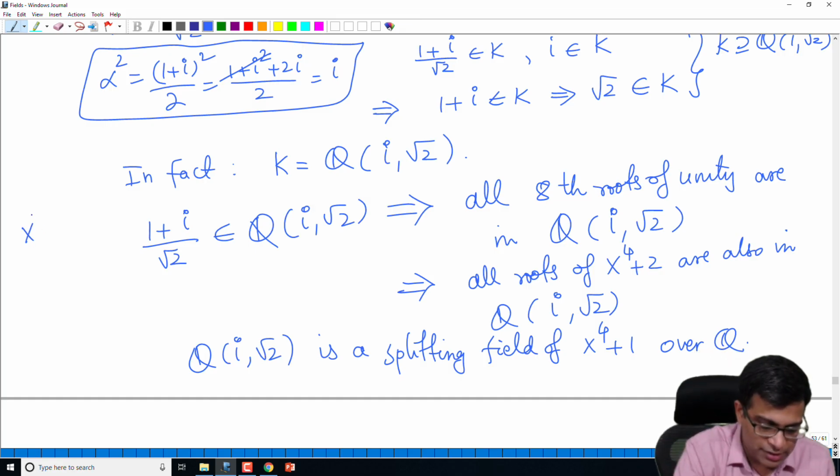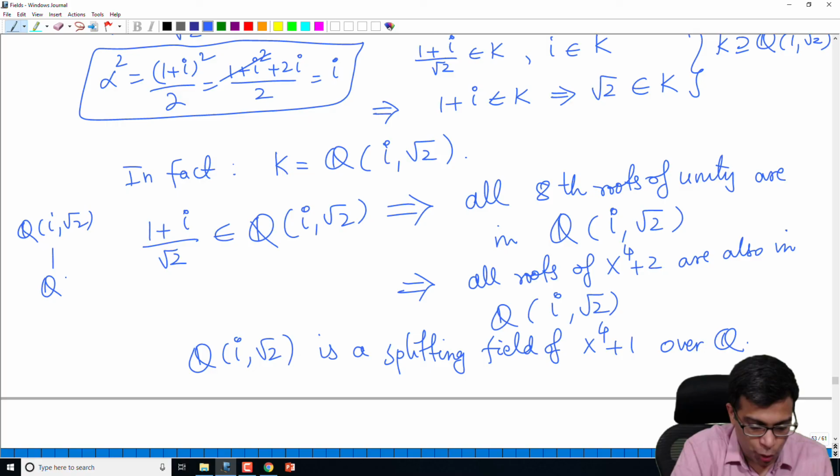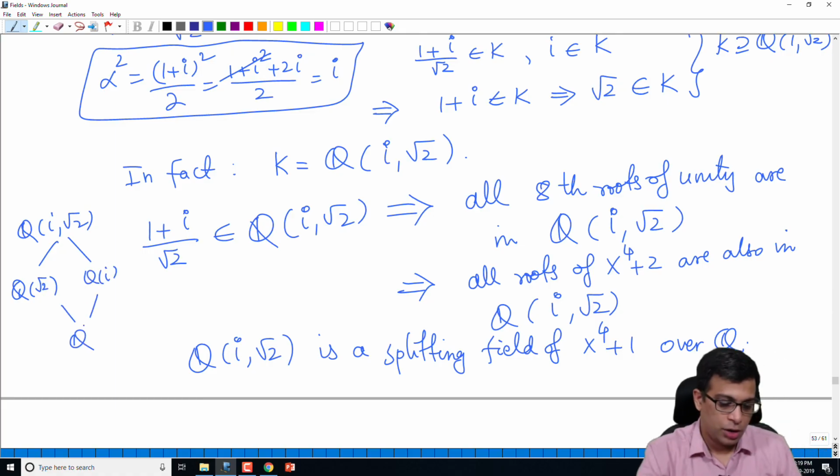So our picture is Q adjoined i comma root 2 containing Q(i). Of course, it contains two fields, Q(root 2) and Q(i), and both are extensions of Q. This is the splitting field of x power 4 minus 1. This entire thing is the splitting field of x power 4 plus 1.